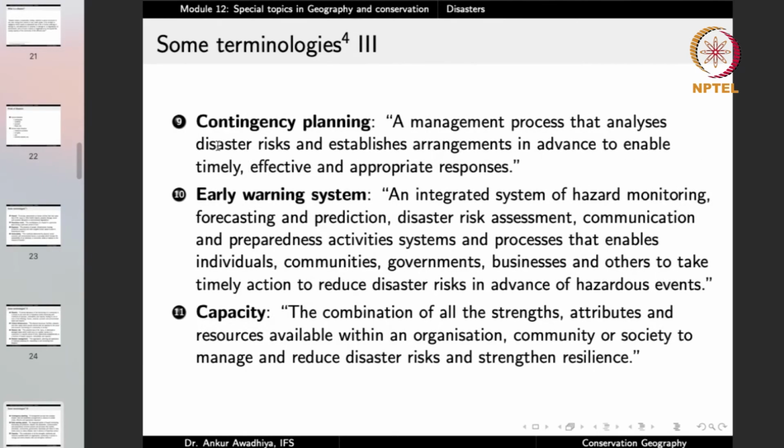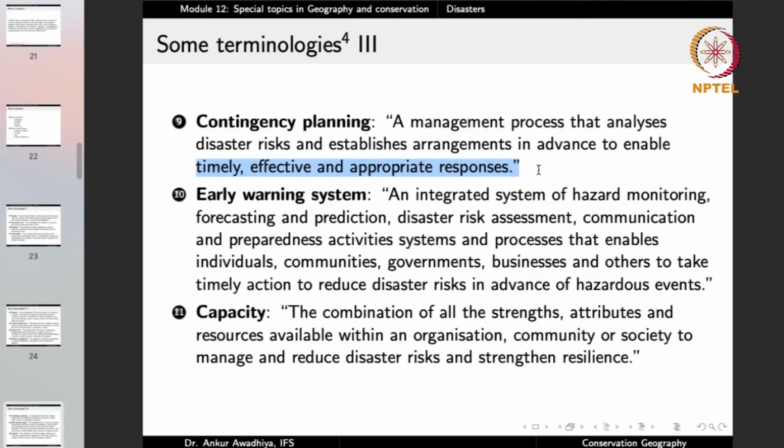Then we have contingency planning, which is a management process that analyzes the disaster risk and establishes arrangements in advance to enable timely, effective, and appropriate responses. So if you have a process that analyzes this risk and establishes the arrangements in advance, you are doing the preparation in advance to enable timely, effective, and appropriate responses.